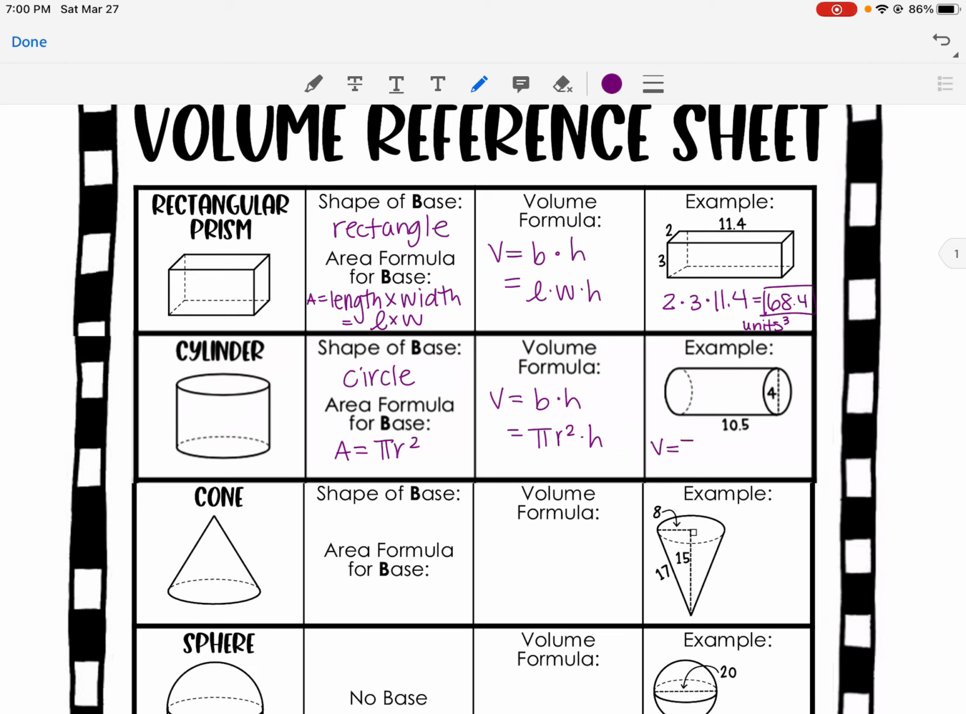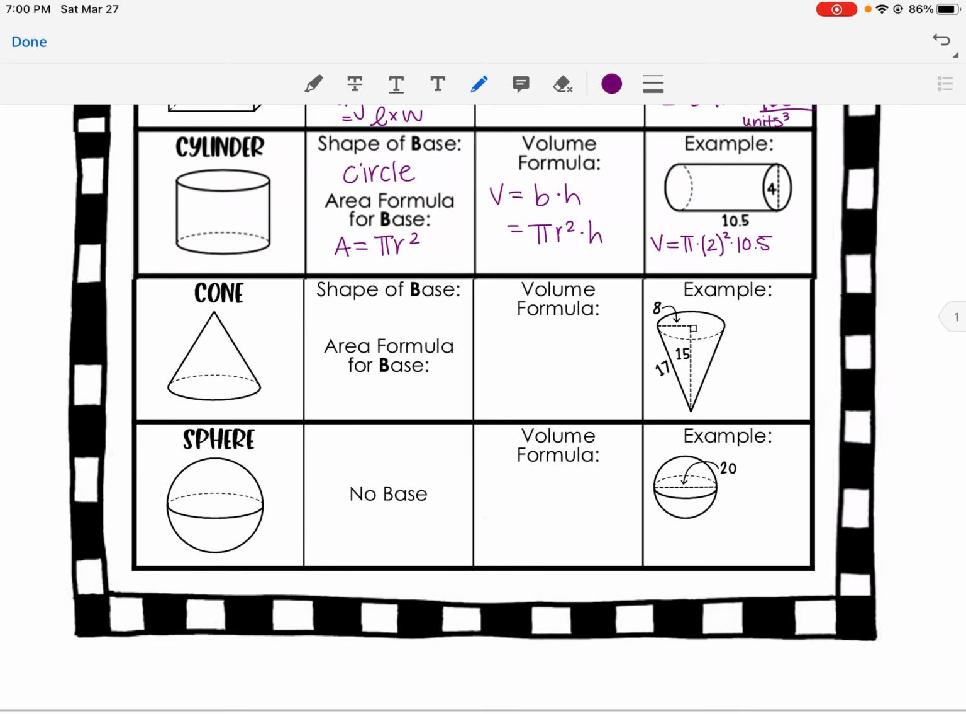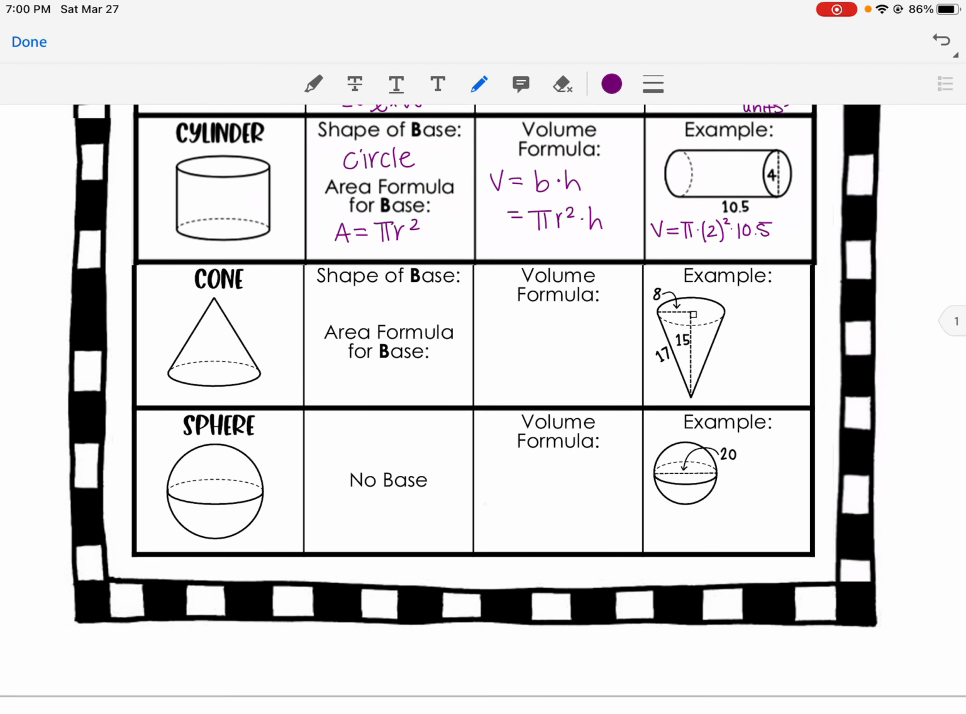So over here, when we do volume, you'd have pi times your radius, which is actually 2, right? Half of that diameter, 4, squared times 10.5. As you multiply those things together, you end up with 2 squared times 10.5. I could either call this 42 pi, if I want to be exact, or if I actually multiply that by pi, I end up with approximately 131.95.